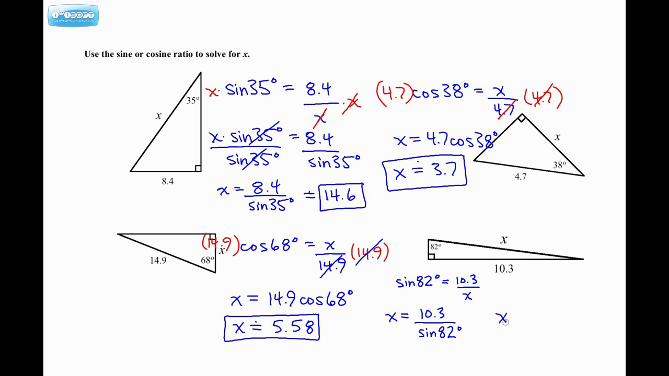So x is approximately, I take 10.3 divided by the sine of 82, and I get 10.4. And I should get a bigger answer, because after all the hypotenuse is the biggest side, so it has to be bigger than 10.3. So again, just to recap, this is the original setup, and I just skipped all the algebra here, but it's the exact same thing as over here, and in the end result you can see these two numbers just swapped. So there we go.